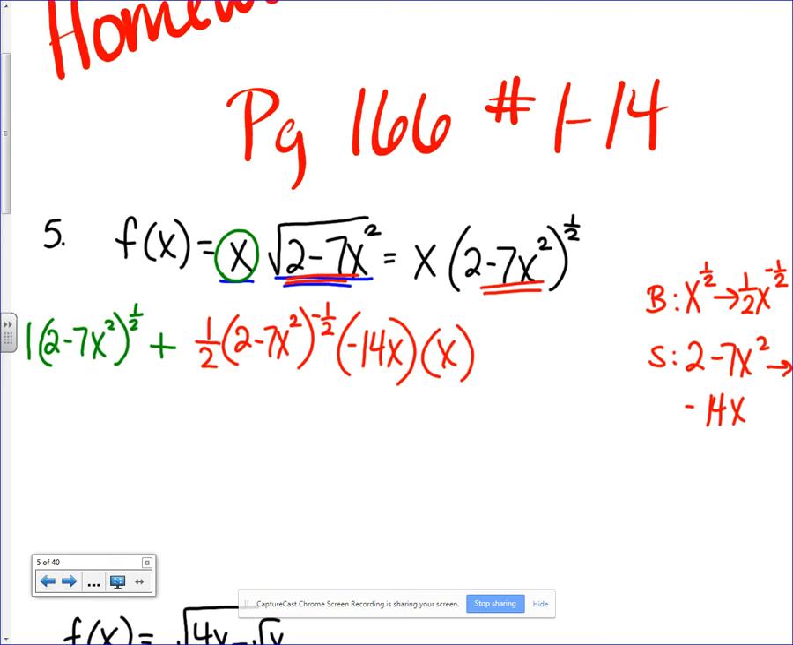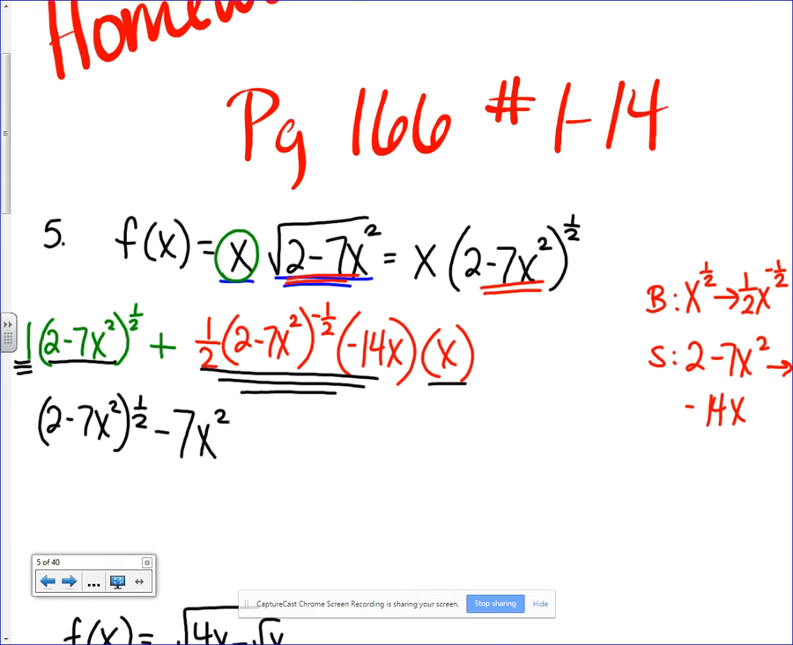Okay, so let's recap this. This is the derivative of the first times the second. This is the derivative of the second times the first. Okay, but when we did that derivative of the second, we had to do a chain in there. All right, so what's our final answer? Final answer can look a couple different ways. Okay, I can multiply the 1/2 and the 14, which makes -7, and those two x's at the end can be multiplied to make x squared. And then I have this as well.